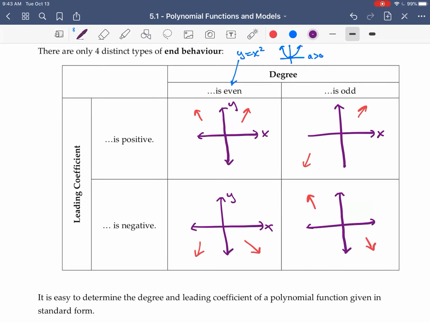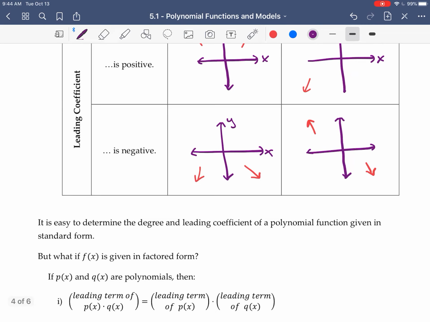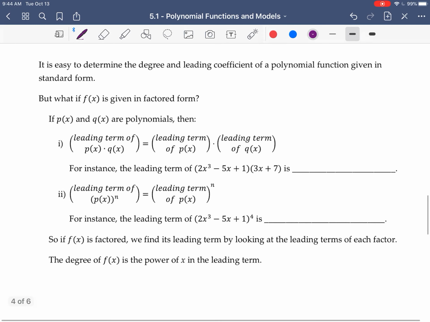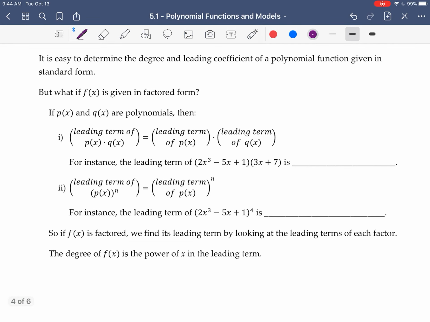So they just depend on the degree and whether or not the leading coefficient is positive or negative. It's easy to determine these things when the polynomial is given in standard form. But if it's given in factored form, it's a bit harder. It's easier to find the zeros in that case, but harder to find the end behavior.